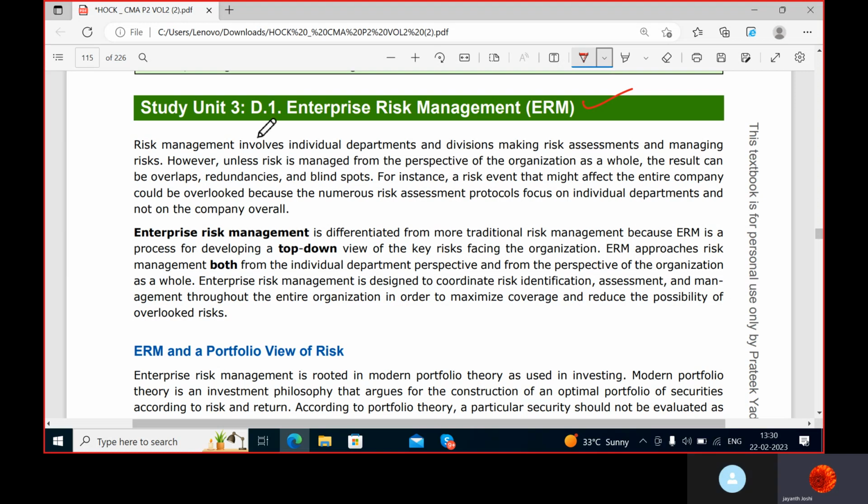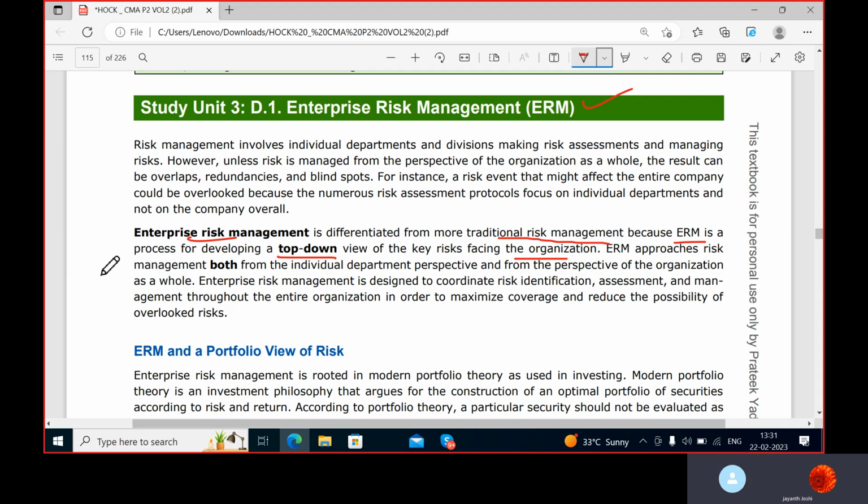Now, ERM is differentiated from more traditional risk management because ERM is a process for developing a top-down view of key risks facing the organization. That means we would rank the risks. We will come from the top to the bottom, and we'll prioritize the risks which can have a very high impact on our company. We have seen through mappings that there are certain risks which we should always avoid, where the frequency is very high and the financial impact is very high. We have already seen that. So ERM, enterprise risk management, is a process for developing a top-down view of key risks facing the organization.